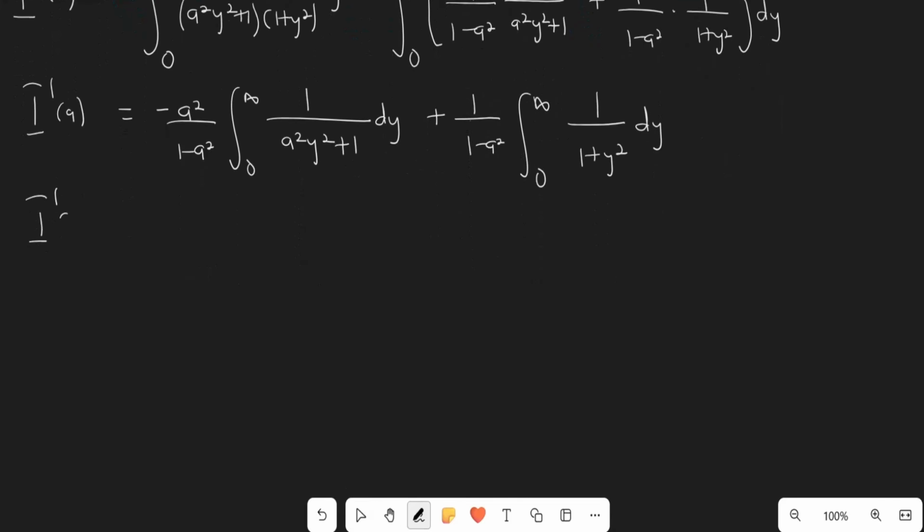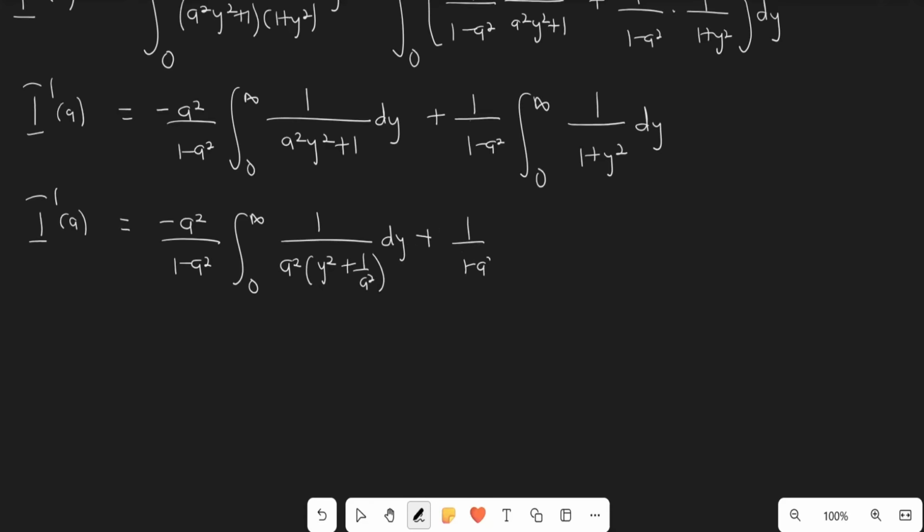So I prime of a is equal to what, really? This is negative a squared all over 1 minus a squared, and then the integral from 0 to infinity of 1 all over, here you can factorize a squared out, and that is going to leave us with y squared plus 1 over a squared, dy, plus 1 over 1 minus a squared, the integral from 0 to infinity of 1 all over 1 plus y squared dy.